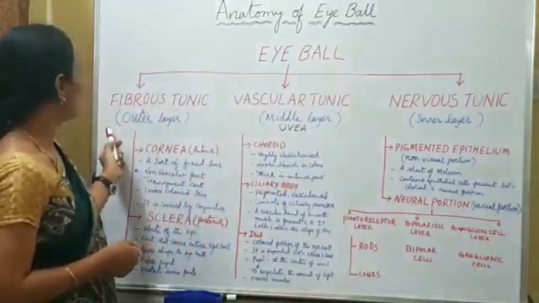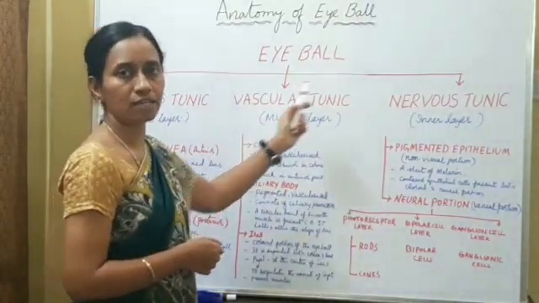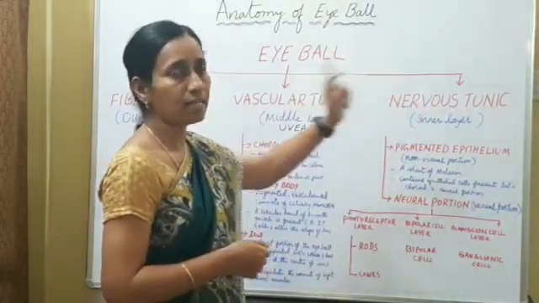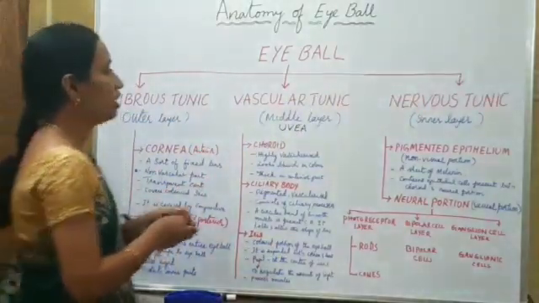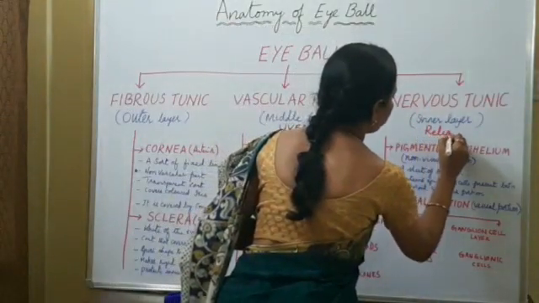The outer layer is also called the fibrous tunic. The middle layer is also called the vascular tunic. The inner layer is also called the nervous tunic or retina.